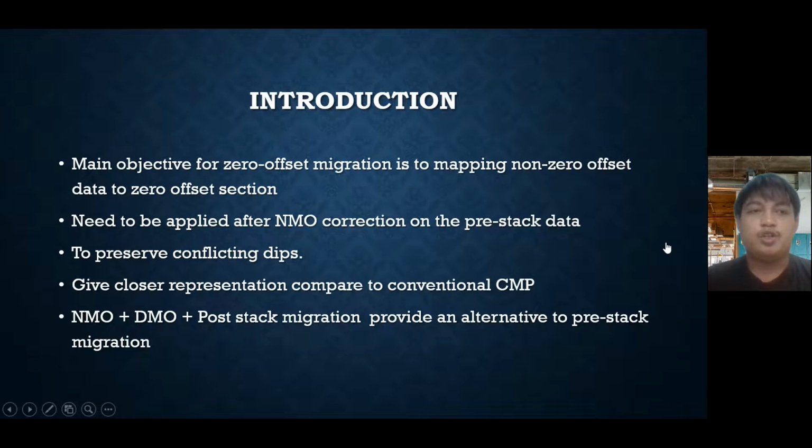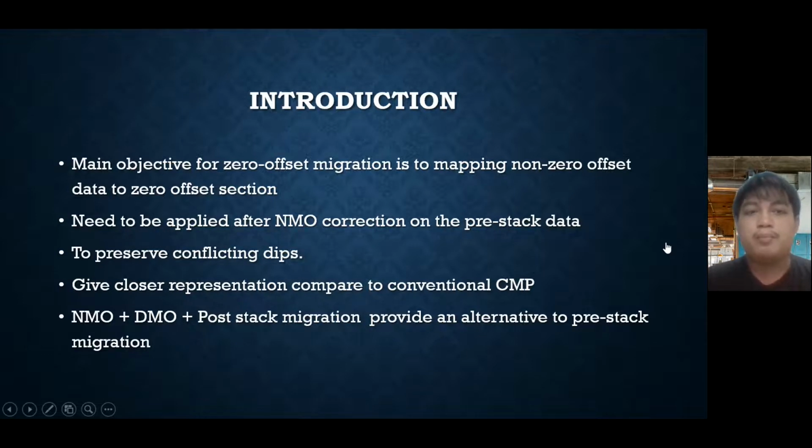For the introduction, the main objective of dip move out is zero offset migration, which maps the non-zero offset data to the zero offset section. Therefore, this DMO, or dip move out correction, needs to be applied after NMO, or normal move out correction, on the pre-stack data.